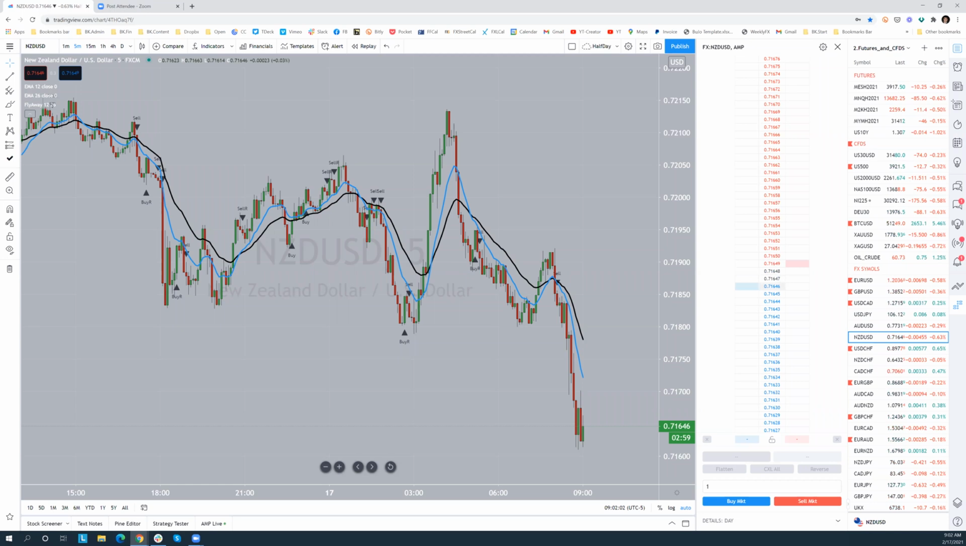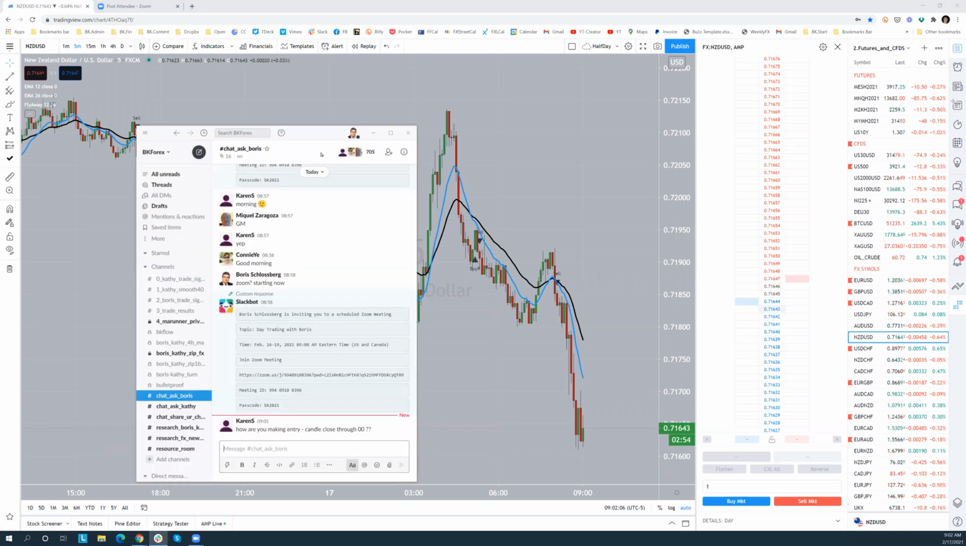Correct. Karen is asking how I'm making the entry. I'm making the entry on a candle close through the OO. It must close through the OO on a 5-minute chart. If those conditions are not satisfied, there's no trade.